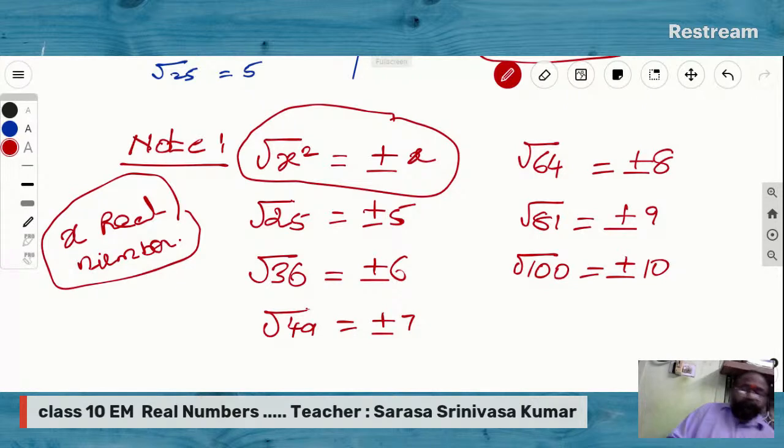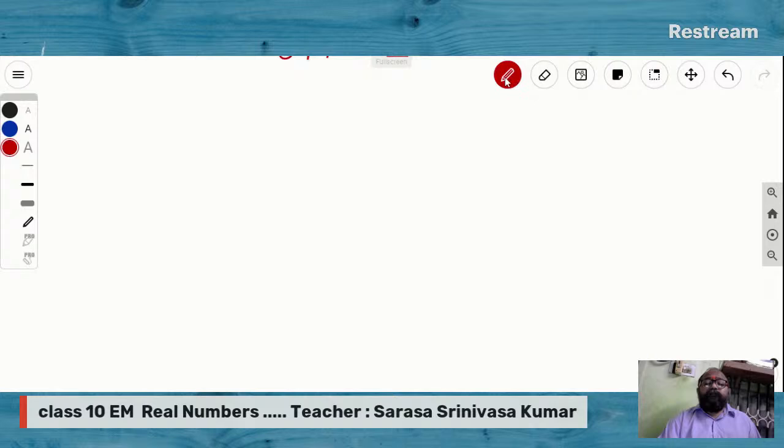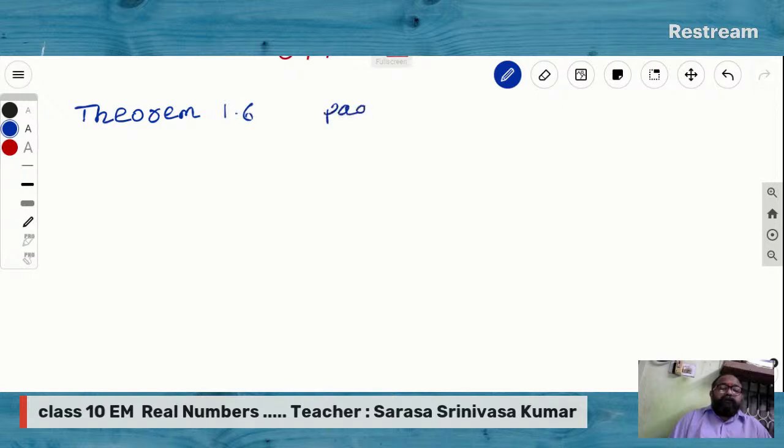Now we consider a theorem, and based on this theorem we will try to prove certain properties of irrational numbers. Theorem 1.6. This is page number 13.